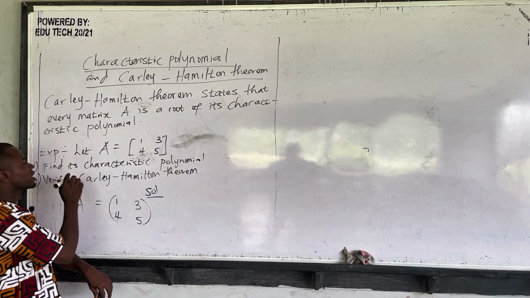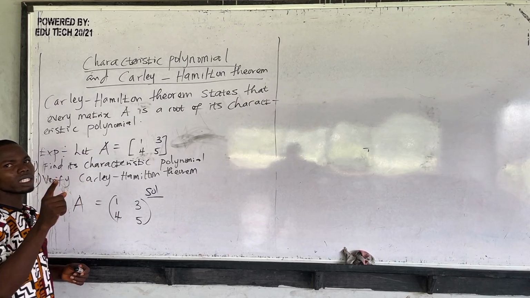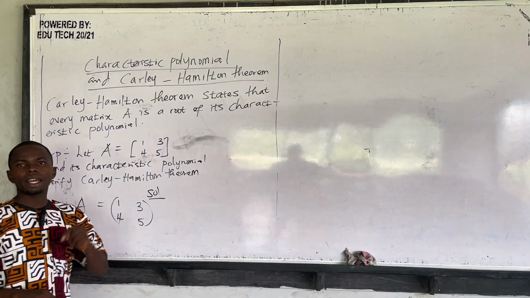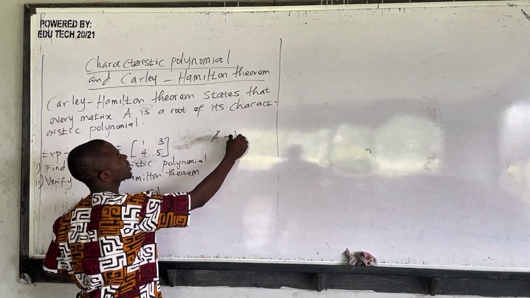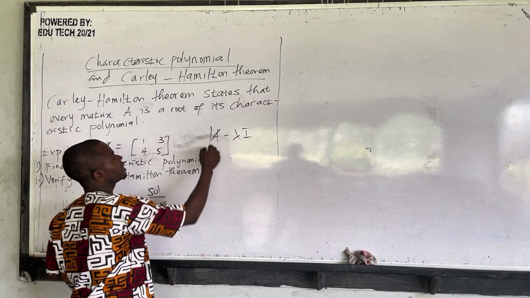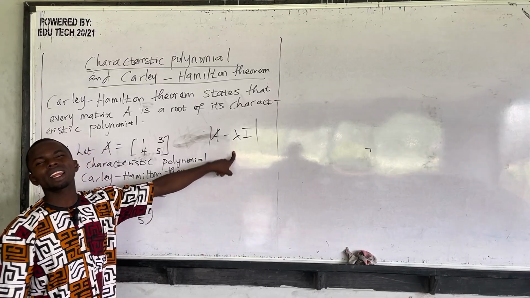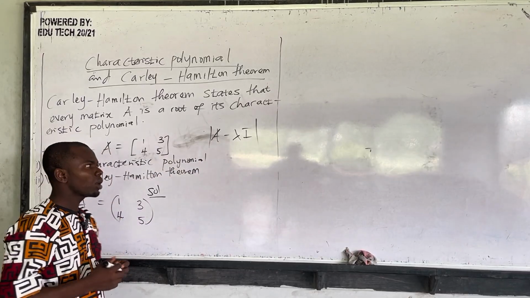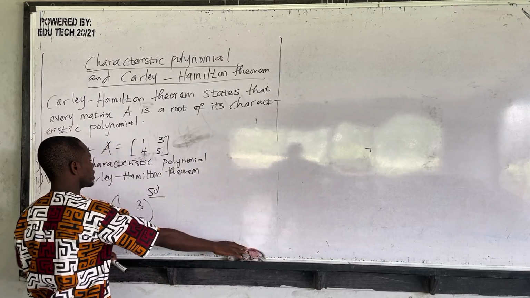Now, the first question says find its characteristic polynomial. Please don't forget that under eigenvalue and eigenvector, we naturally use A minus lambda I. Then from this, you find the determinant, and the determinant gives us what we call the characteristic polynomial. But I want to use another method here, and the method is very, very easy.